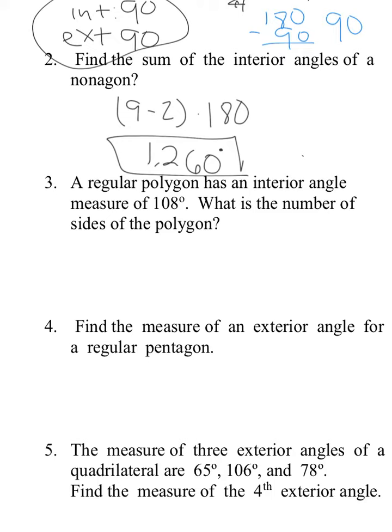Number 3, a regular polygon has an interior angle measure of 108 degrees. What is the number of sides? This is the shortcut that has 2 steps, right? So step 1, subtract from 180.